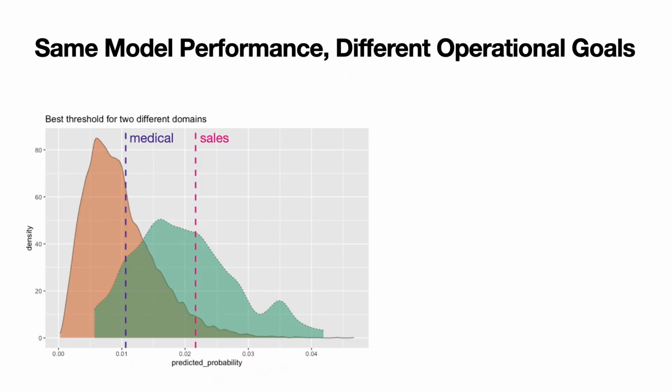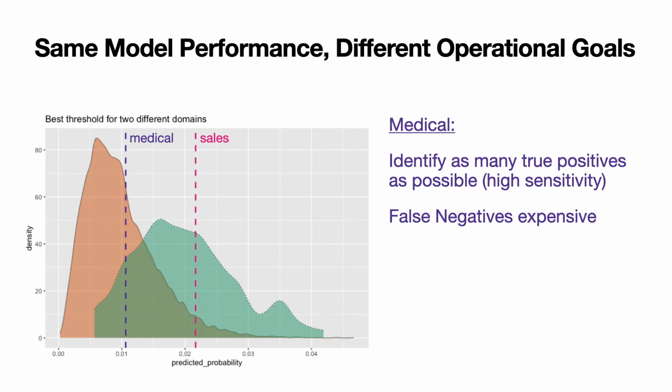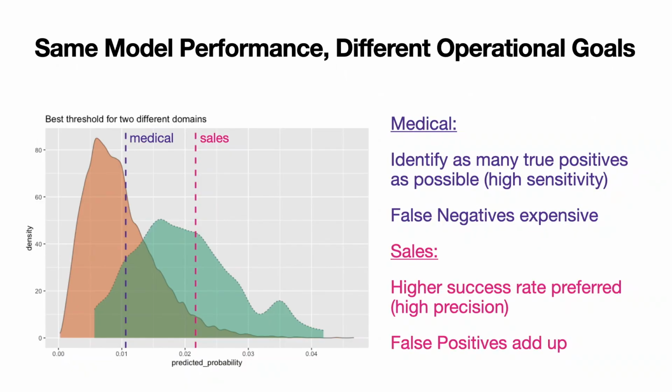So we've seen that even with identical models, the best threshold changes radically depending on the operational goals. Here's the distribution of model scores again, with the threshold for the sales example in pink and the medical example in purple. You can see that the medical domain prioritizes identifying as many true positives as possible, or, as it's called in medical statistics terminology, high sensitivity, over a low false positive rate, because false negatives are far more expensive than false positives. The sales domain prefers a higher success rate, or as it's called in information retrieval terms, high precision, because too many false positives will generate too high an expense relative to the revenue brought in.